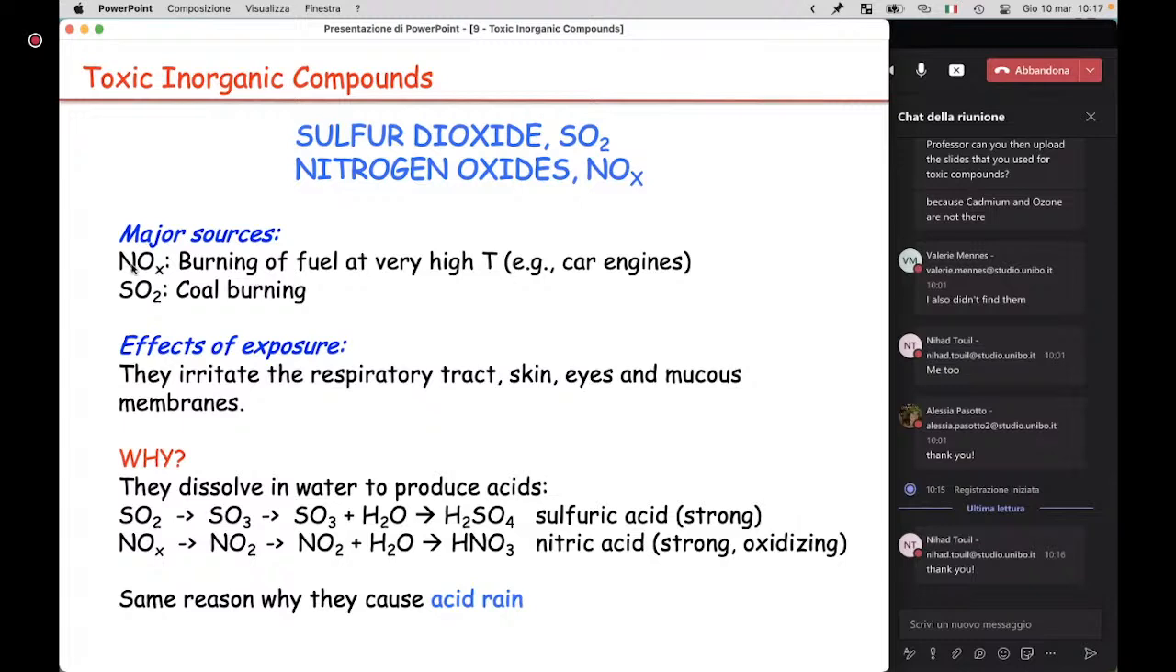Nitrogen oxides are produced mainly by car engines, and sulfur dioxide mainly by coal burning, but of course both can be produced by the other source. So we can speak, in general, of fuel burning. And these are gases, of course. So exposure is mainly through the lungs, and they are irritants to the lungs, to the respiratory tract, but also to the skin and the eyes. Urban city pollution is known to be very important for these kinds of symptoms.